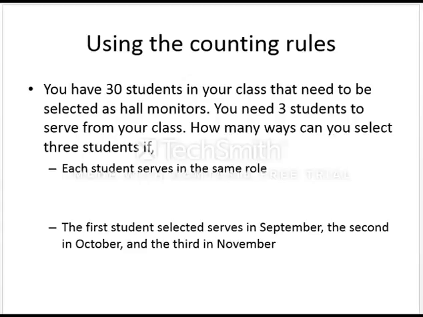Okay, so what you really want to be thinking of is, is the order of the students going to matter? For example, you could select George, Melissa, and Jorge. If each student has the same role, it doesn't matter if you select George, Melissa, and Jorge, or Melissa, George, then Jorge. It still is the same three students serving in the same positions or roles. Okay? So here, you're going to want to recognize that order does not matter.